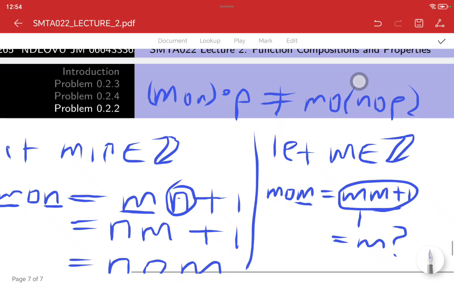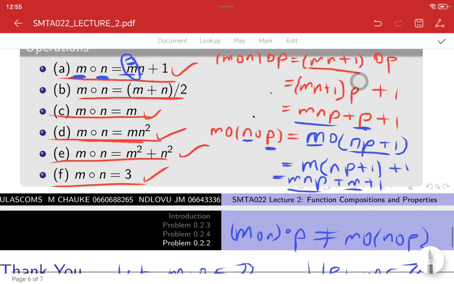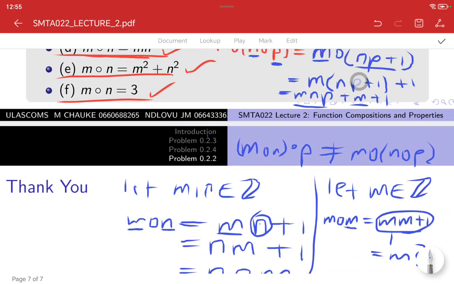Is that equal to M, guys? Anyone who can tell me, is M plus 1 equal to M? No, it's not. Therefore this cannot be idempotent. You see right now, it only means that A is only commutative. It's not associative, it's not idempotent, it's only commutative.